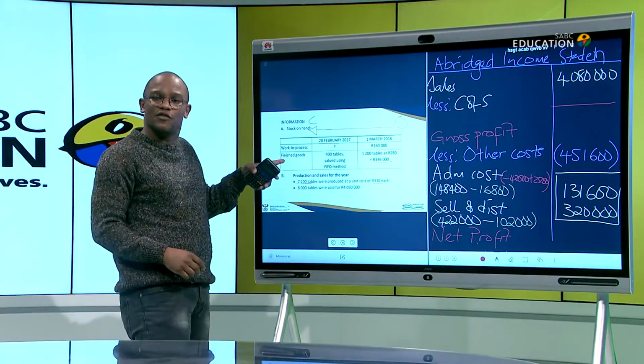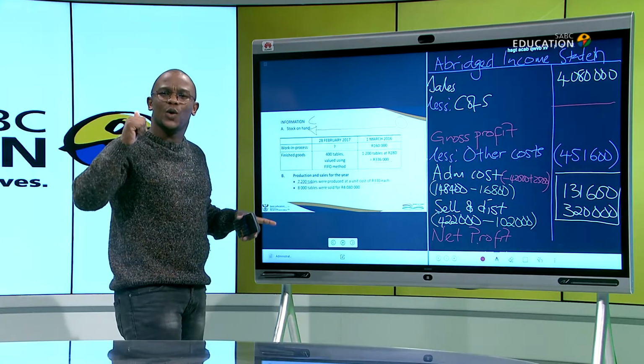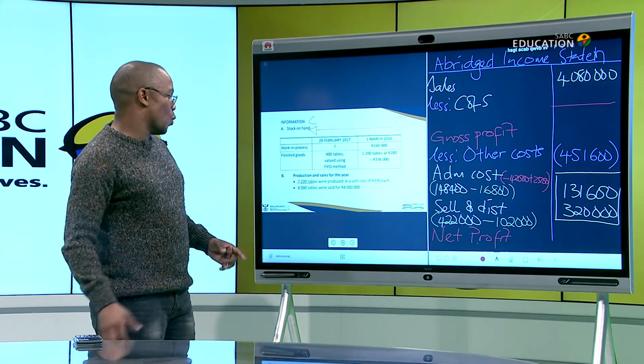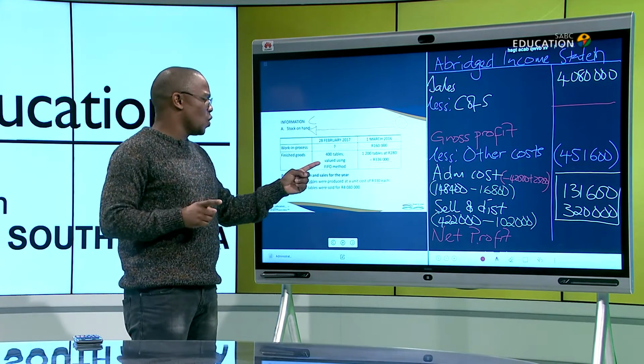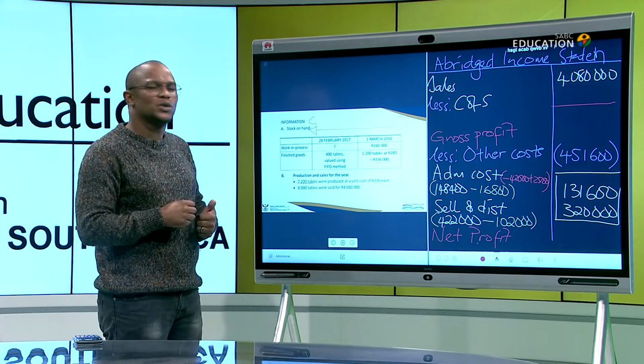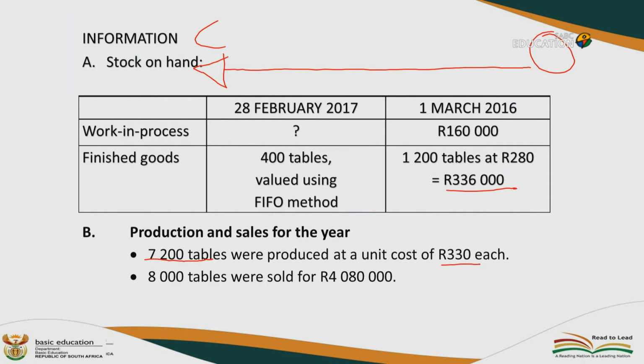It means now this information A, the finished goods, is going to help us. They said 400 tables were on hand. Remember, the love arrow guides you. They were on hand, and we value them using the first in, first out method. How many tables were on hand? 400. But remember, how much was the total cost of all tables? It was 330. So what does that mean? It means now when you multiply the two, you will get the value of finished goods on hand.